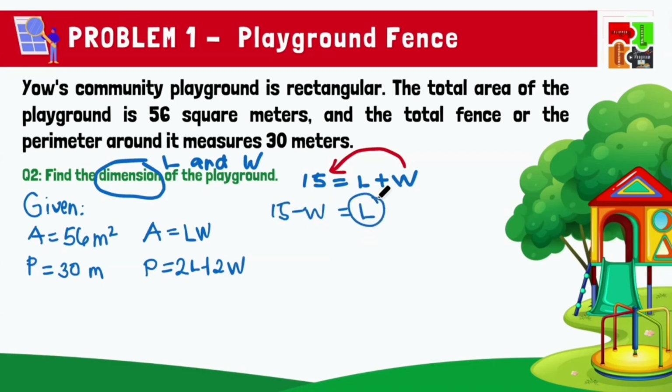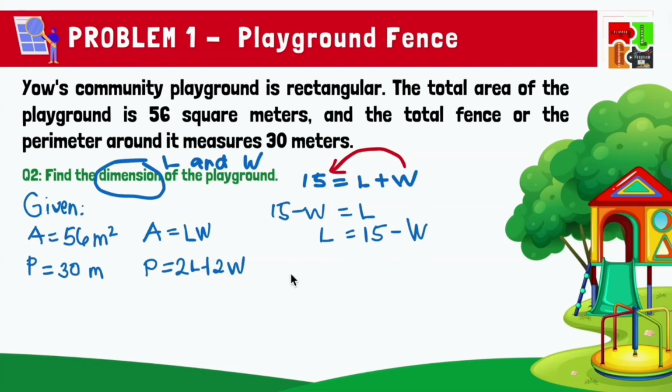Okay? So, we have to find the length muna, no? Para mahanap natin mamaya yung width, the dimension. Okay? So, now we have the value for the length, or which we can write it as, nandito yung L, nasa kabila naman yung 15 minus W. Okay? Now, we all know the area, right? The area would be, the area of a rectangle is length times width. So, may given na dito na area.